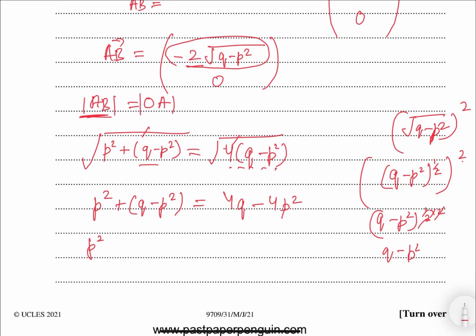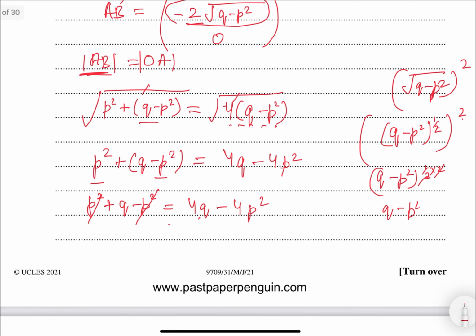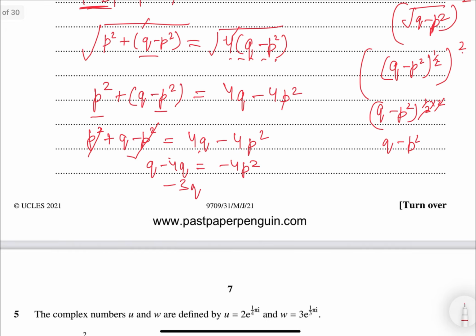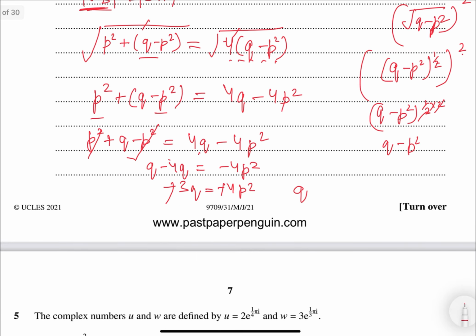Okay. So p square minus p square will become 0 from here. So I'm writing it down for you. Don't worry, these will be cancelled. Equals 4q minus 4p square. Okay, 4q will go that side. Yes or no? It will become negative. So q minus 4q equals negative 4p square. Negative 3q equals negative 4p square. Negatives will be cancelled. q equals 4 upon 3 p square. This is your answer. This is how you target these types of questions.